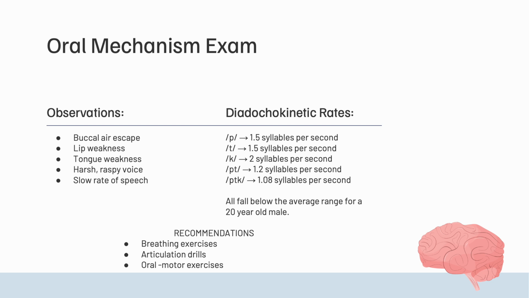The diadokinetic rates all fall below the typical range for a 20-year-old male. We can see with P and T, he had 1.5 syllables per second, and with K, 2 syllables per second. Combining P and T together, it was 1.2 syllables per second, and combining P, T, and K, so Putaka, was 1.08 syllables per second, which are all pretty low.